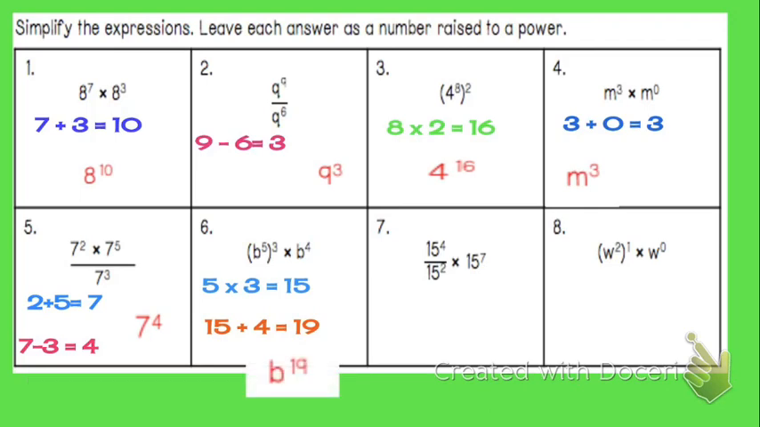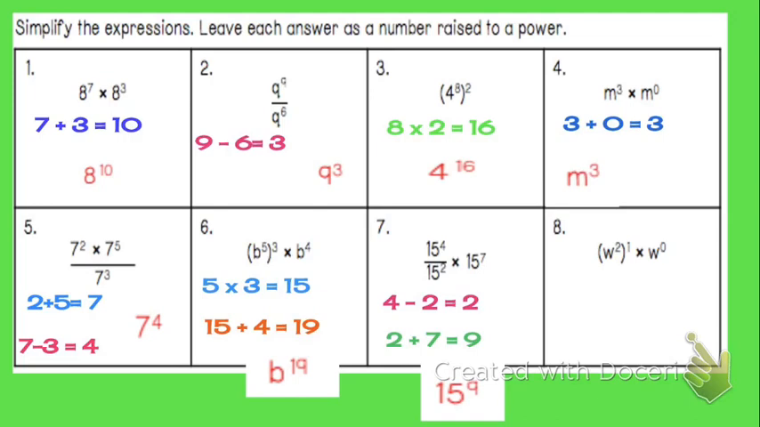And our final answer is going to be b to the 19th power. Number 7, we have two like bases being divided, so we're going to subtract those. 4 minus 2 is 2. And then we have two like bases being multiplied, which means we're going to add the exponents. So 2 plus 7 is 9. So our answer is 15 to the 9th power.